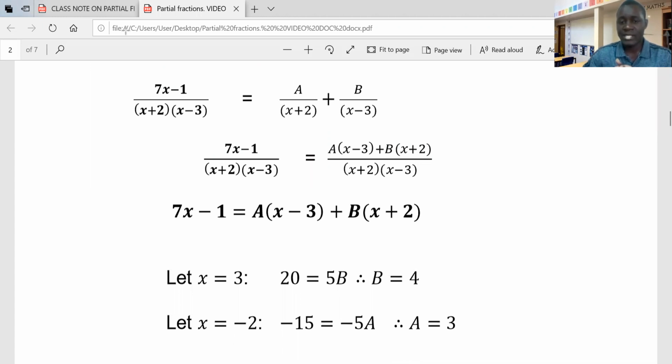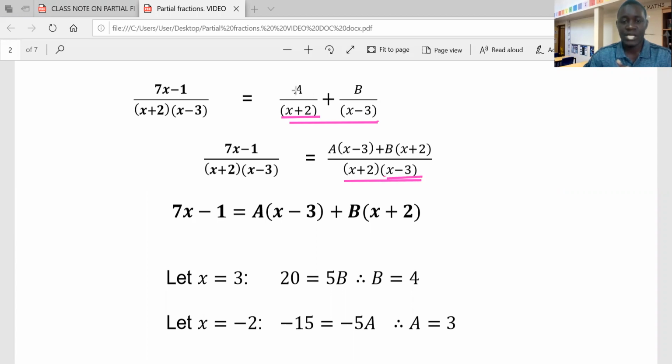So if I'm working this out, I can decide to use any of these methods. One, I can decide to find the LCM of these two. That will give me x plus 2 times x minus 3. Using this to divide my LCM, it gives me x minus 3.